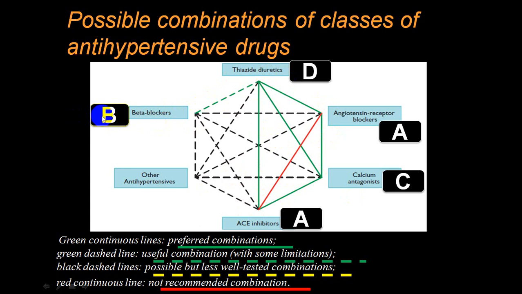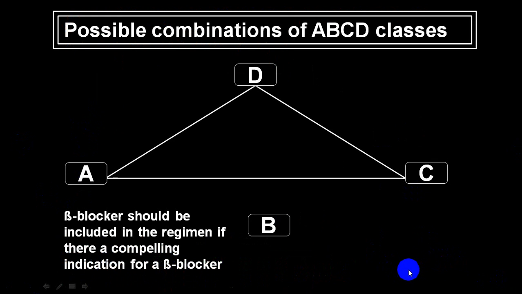But it can be add-on therapy with others, and particularly in a person with ischemic heart disease, acute MI, congestive heart failure, post-MI, unstable angina, stable angina, beta blocker becomes a drug of choice. So go through this slide at your leisure time. Again, ACE inhibitor and ARB should not be combined. Always remember.